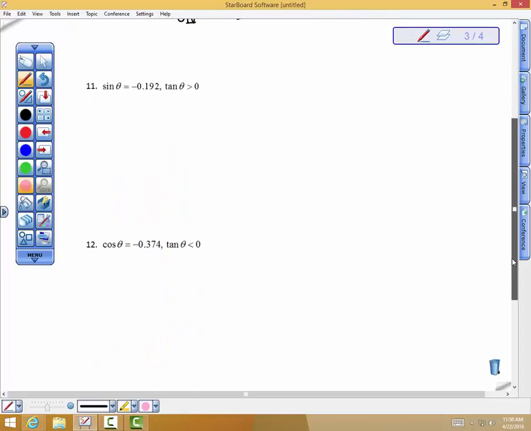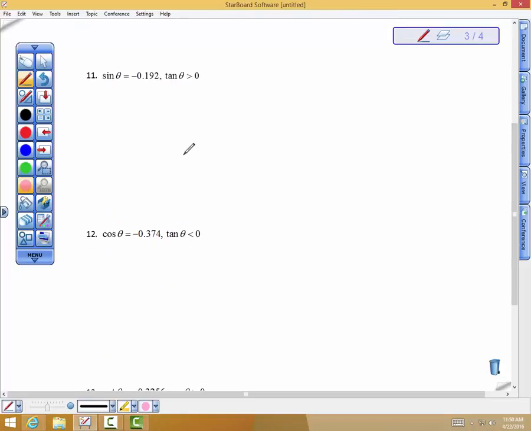Again, pause and go on and do the next problem. Actually, this next problem is a little bit different. It has an added feature: not only is the sine of an angle negative, which is true in the third and fourth quadrants, but I also want you to find the angle theta where the tangent of that angle will also be greater than 0, in other words positive.